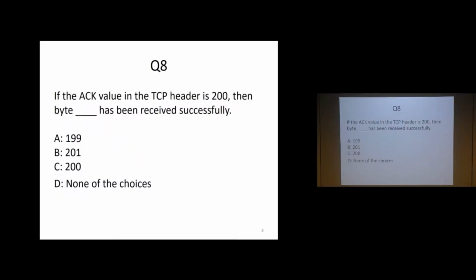If the ACK value in the TCP header is 200, then which byte has been received successfully? 199, 201, or 200, or some other? Yeah, 199, right? Because the next one I expect is 200. That means I got 199.